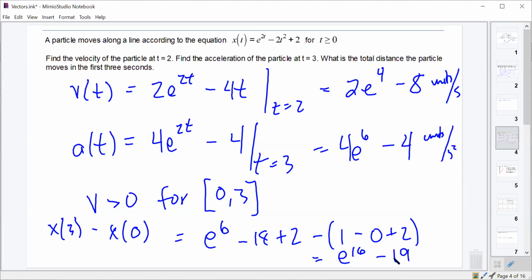Did I do my arithmetic right there? I think so. e to the 6th minus 19 units. Everybody good with that, and why we don't need to worry about speed for this particular one?